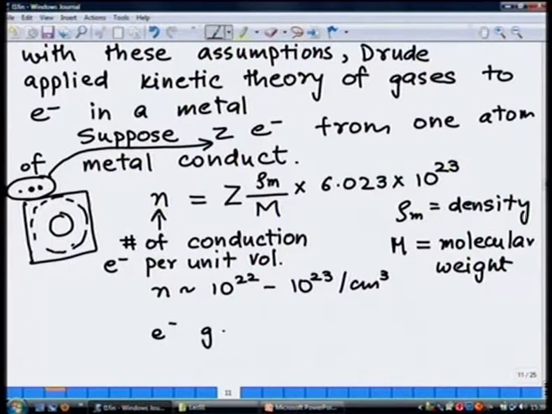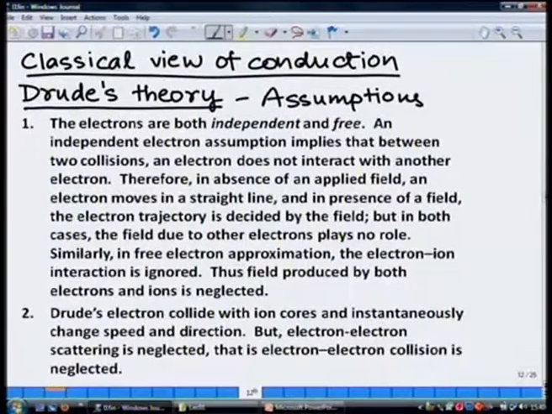He went ahead and applied this theory to electron gas in metals, though given the 10 to the power 22 to 10 to the power 23 electrons per centimeter cube, it is really dense, and still he went ahead and applied kinetic theory of gases. So, assumptions are similar to kinetic theory of gases, and those are like this.